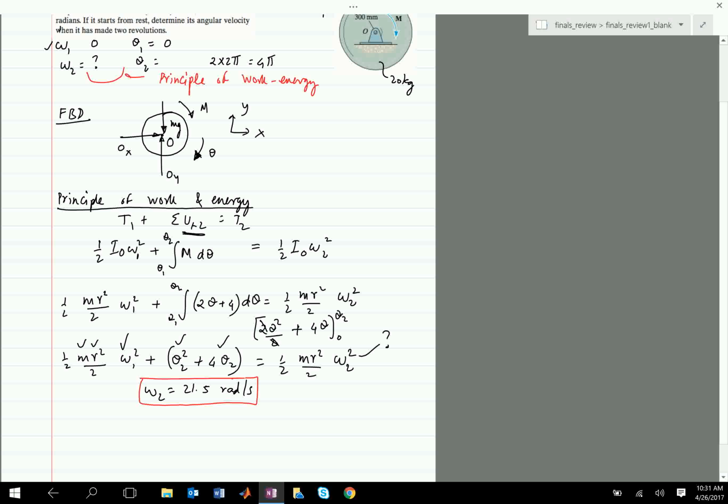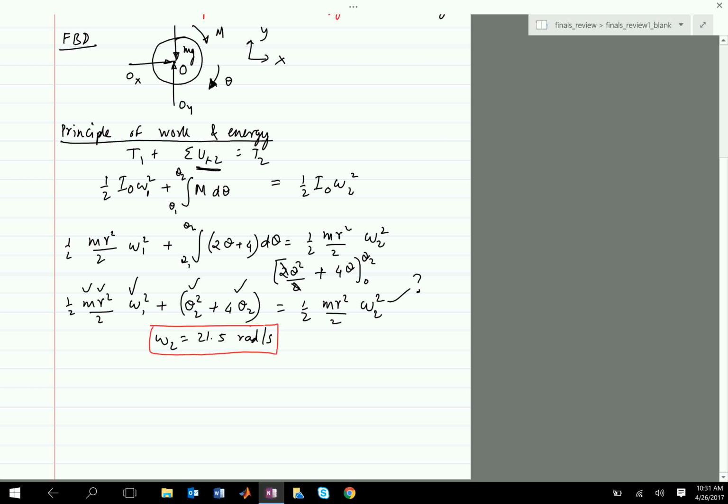Okay, you can always, as I said, use equations of motion. So another way is to use equations of motion. Which equation of motion will you use in this case? Sum of the moments about the point O. Okay, and this is a case of rotation about an axis.